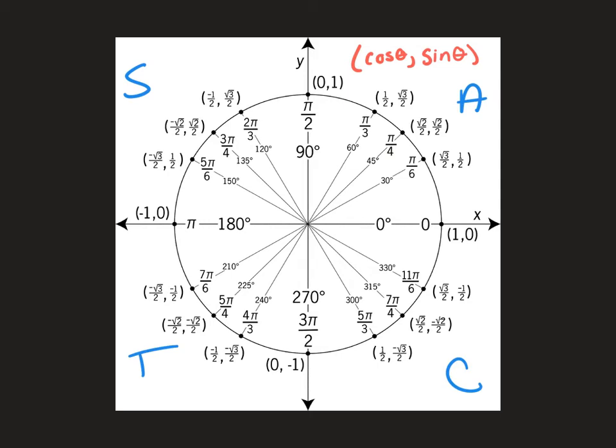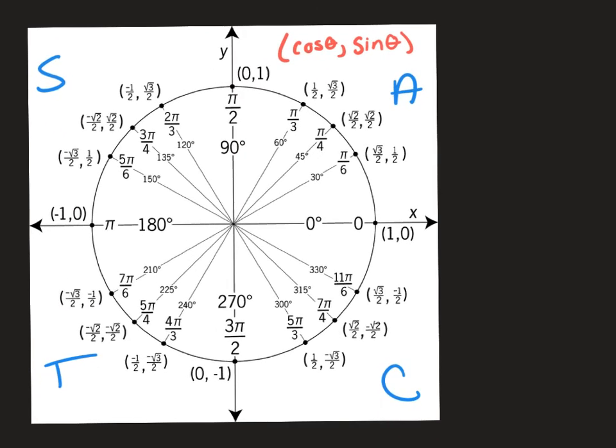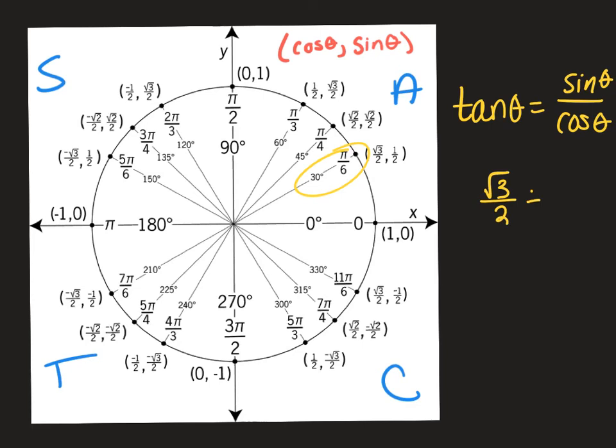The other thing I wanted to go over is that there's another way that you can find the tangent at these angle measures. Tangent is also equal to sine divided by cosine. So, for example, let's say we wanted to find the tangent at pi over 6. We would do sine divided by cosine, so the square root of 3 over 2 divided by 1/2. When you divide, you flip and multiply, which would cancel out those 2. So the tangent at 30 degrees is equal to the square root of 3.